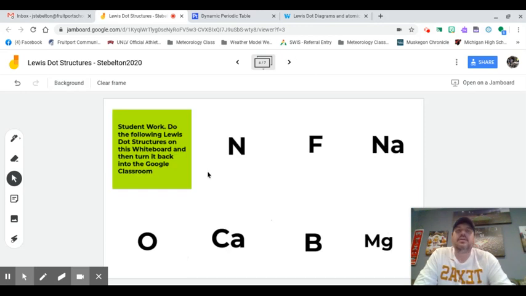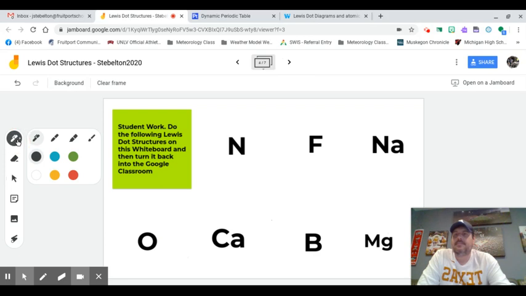So your assignment then would be to put the dots around nitrogen. When you put the dots around the symbol, and I like to use the brush for this because the dots are larger, I always tell the students to go around clockwise, hitting the corners of the clock first. So 12 o'clock, 3 o'clock, 6 o'clock, 9 o'clock. And then you can start pairing them up.